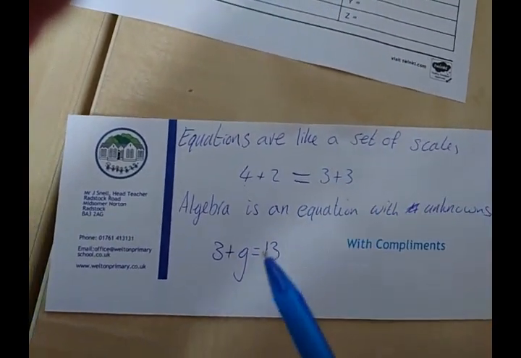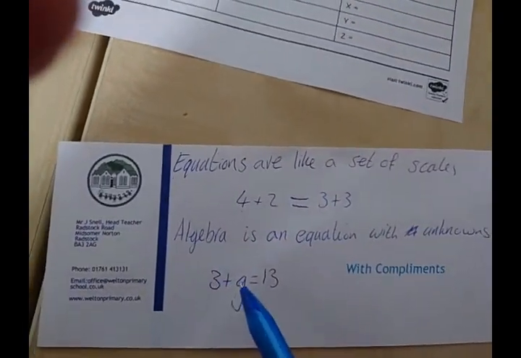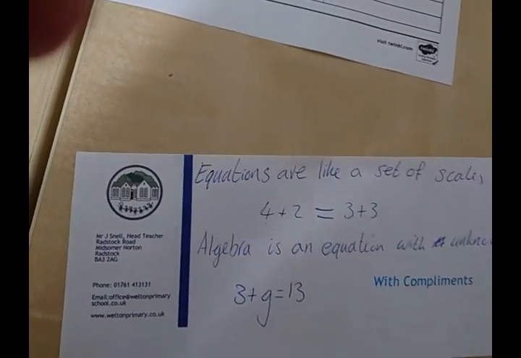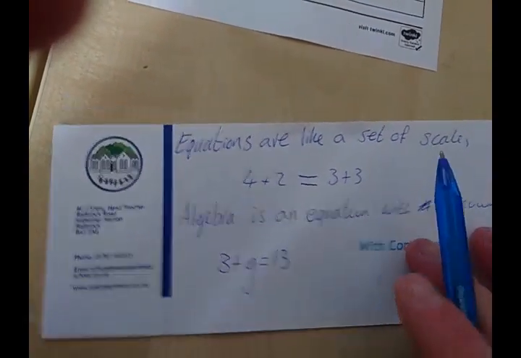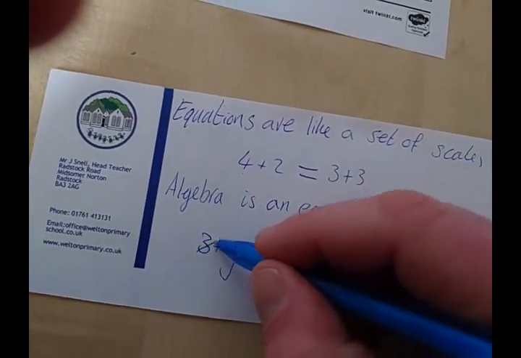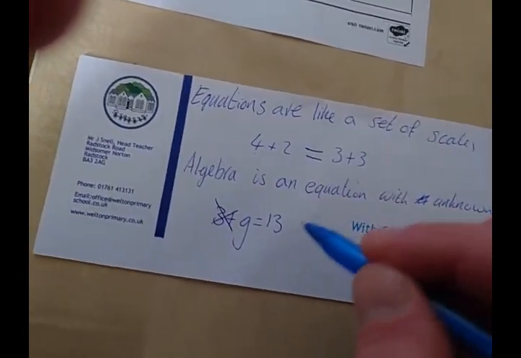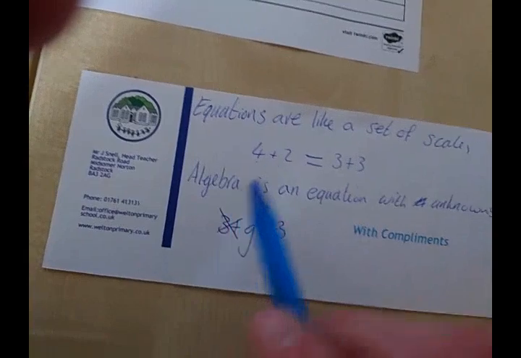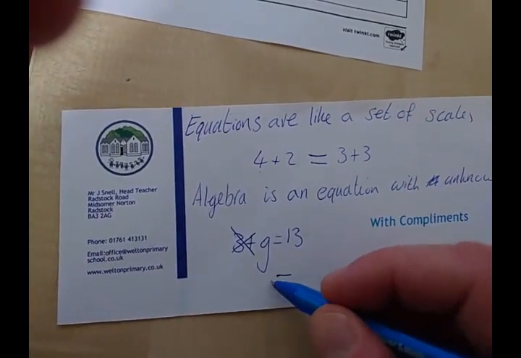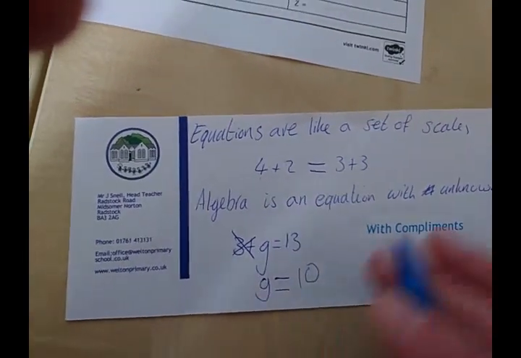Algebra is just an equation, but with unknowns. So in this example, I don't know what one of my numbers is. I've got 3 plus something, which I've called g. Remember, you can use any letter you like. 3 plus g equals 13. So, in order to find out what g is, if I take away that 3, so I've left g on its own, I've got to take away 3 from here as well. Remember, whatever I do to this side, I've got to do to this side in order for the scales to balance. So if I take away 3 from that side and 3 from that side, g is going to equal 10.